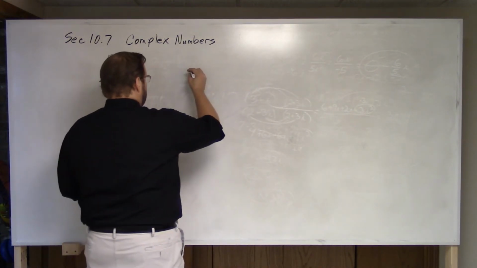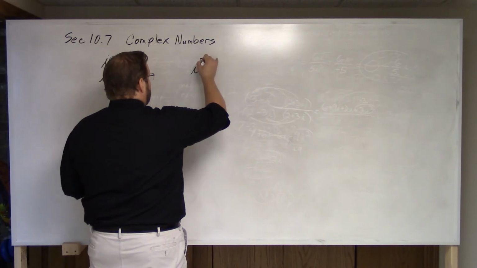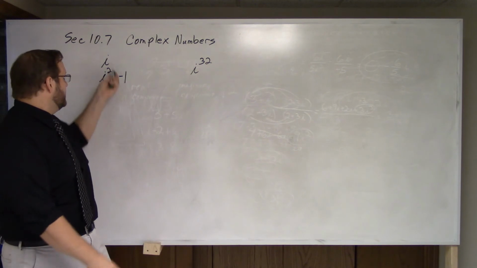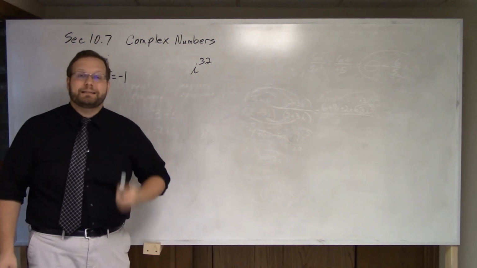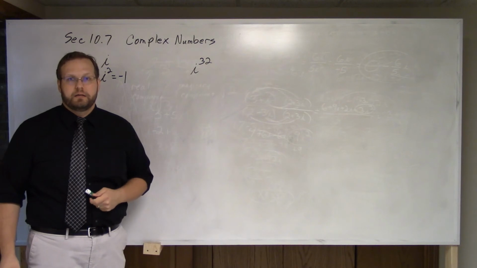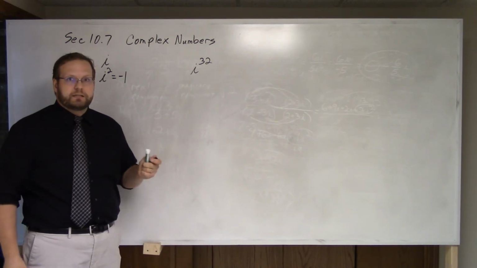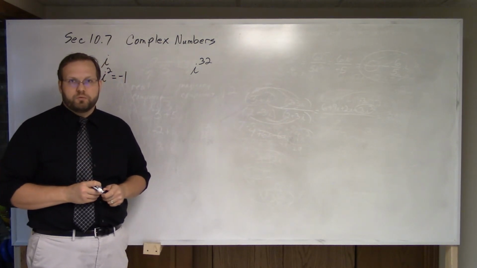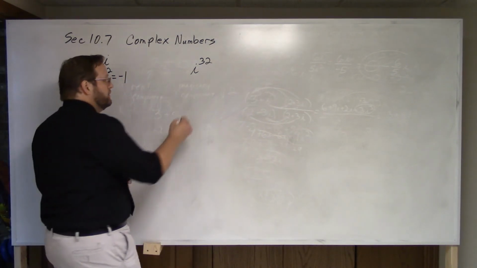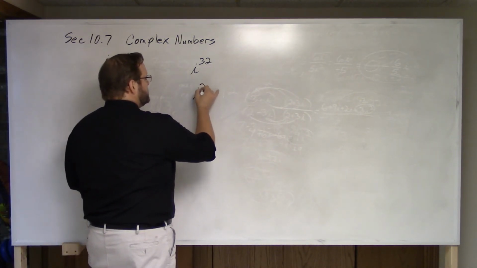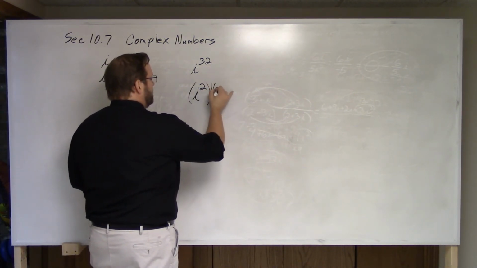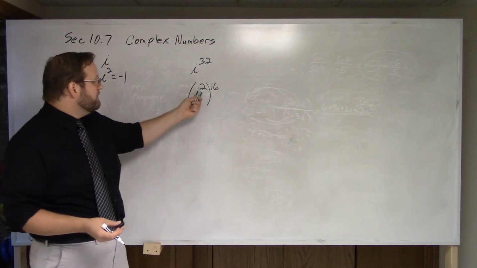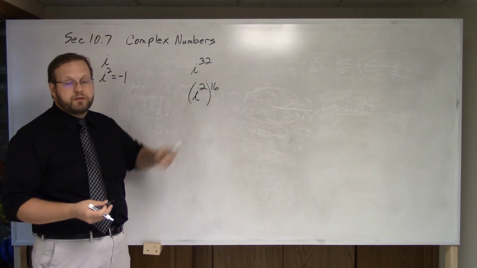Let's say I give you something like this, i to the 32nd. Okay, what the heck is that? How am I going to use these to simplify that? I can't be left with an exponent on i. So what I'm going to do is write this in a way that involves i squared. Think back to your exponent rules. i to the 32nd could be written as i squared to the 16th. All I did was take 32 divided by 2. Because when I have exponents like this, I multiply them. That gives me the 32.